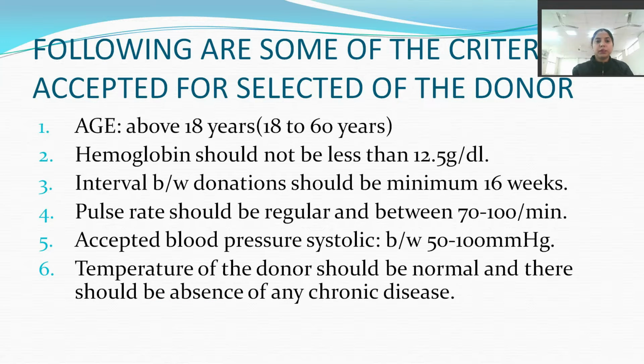Pulse rate should be regular and between 70 to 100 per minute. Accepted blood pressure systolic is between 50 to 100 mercury. The temperature of the donor should be normal and there should be absence of any chronic disease.